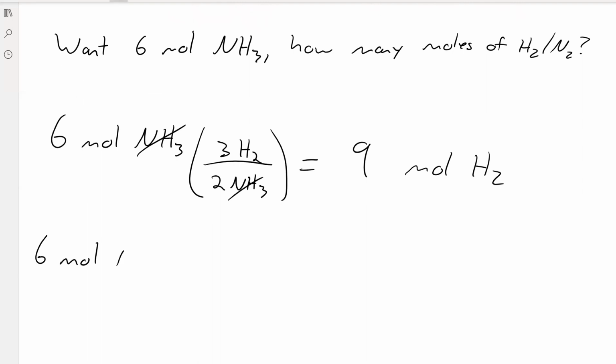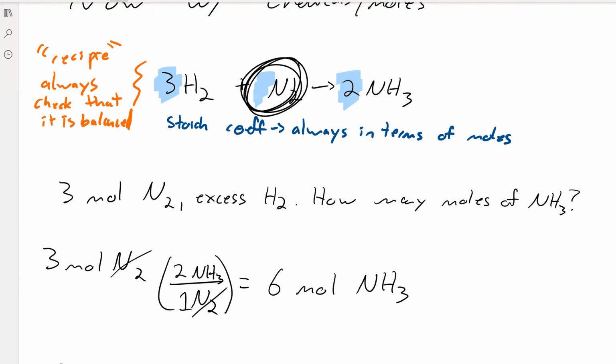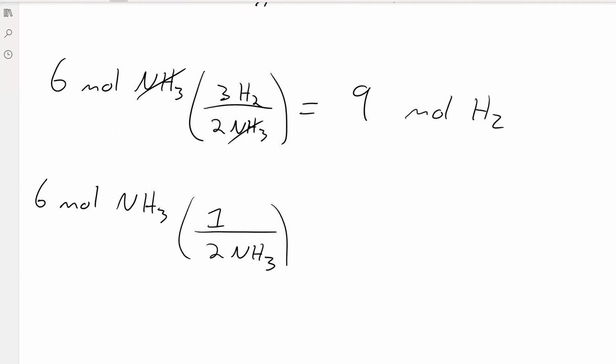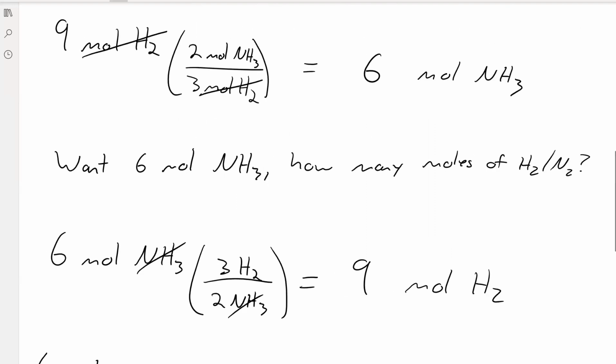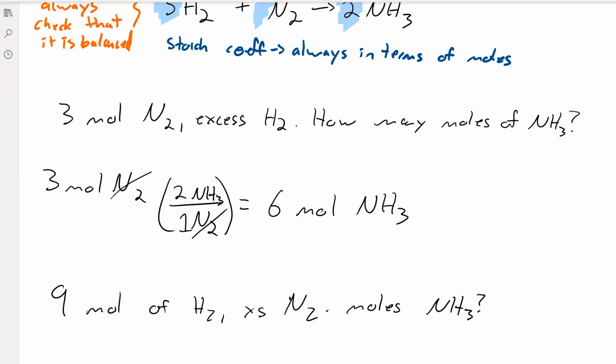And then how much nitrogen do we need? Do the same thing. 2 NH3 down here. And then in front of the nitrogen, we see that the coefficient is just 1. Cancel, cancel. And we're left with the fact that we need 3 moles of N2, right? So very simple conversion units. Make sure that you're using this method, as these will get more and more complex. But if you use the method, none of them really get too hard.